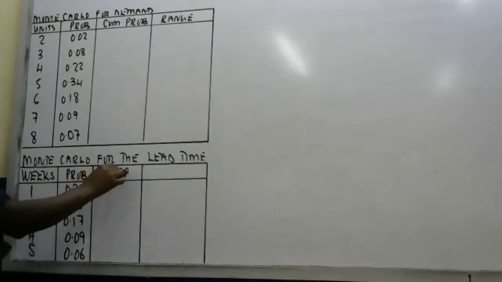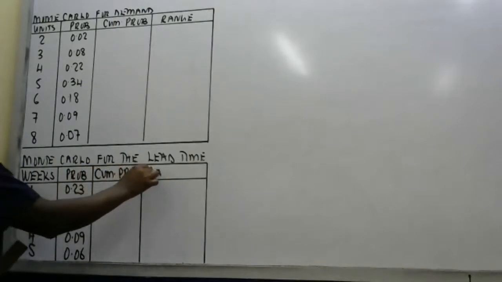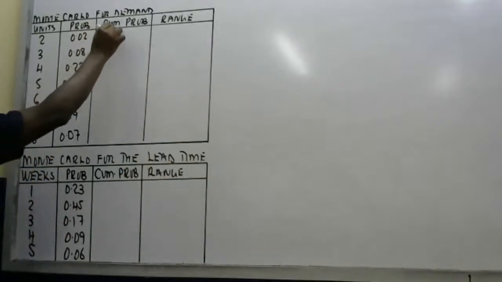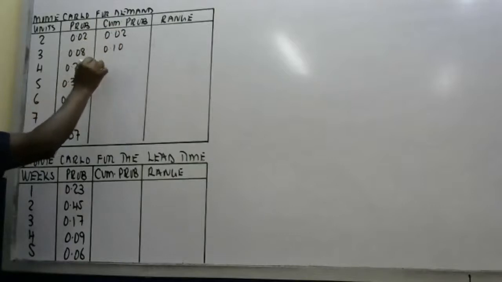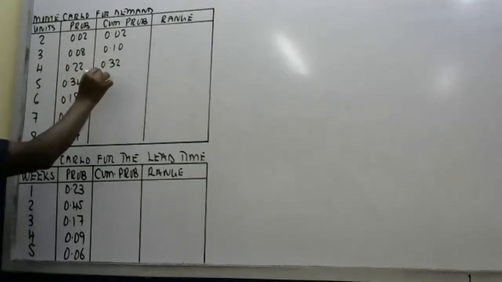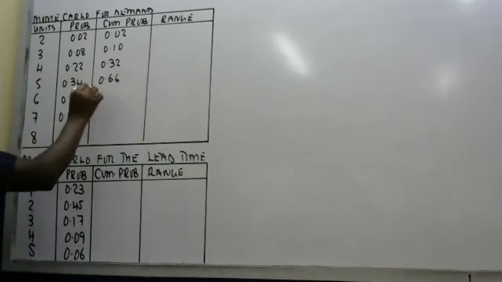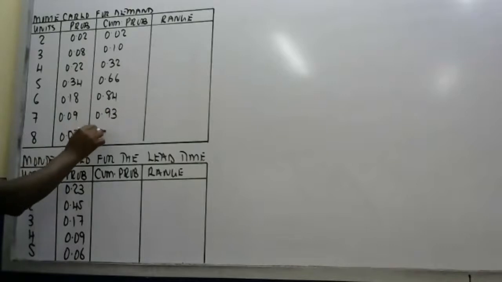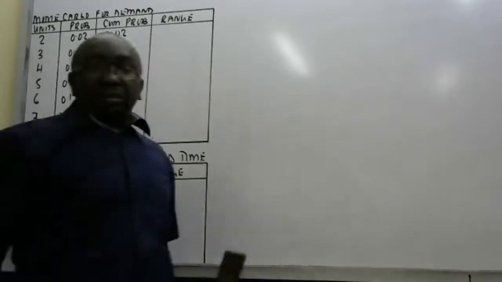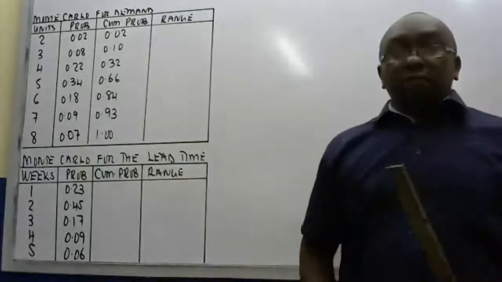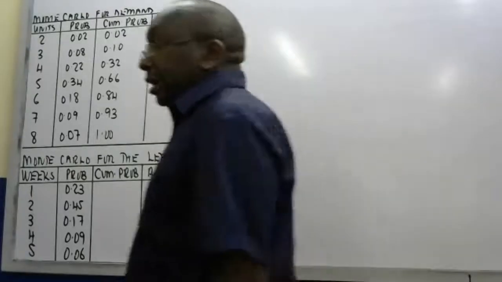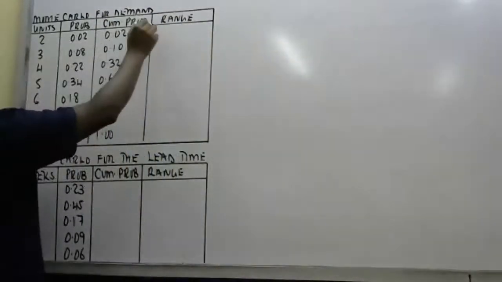Cumulative probability and the range. So this is 0.02, 0.10, 0.32, 0.66, 0.84, 0.93, and 1. So I want to believe that everyone is comfortable in the doing of the ranges, but if you are not, you let me know. And assuming everyone is comfortable, I proceed.